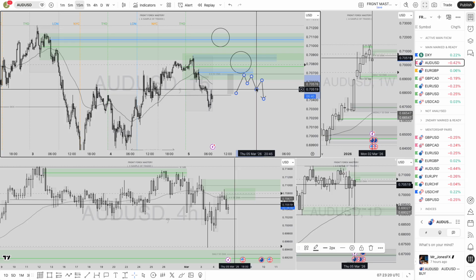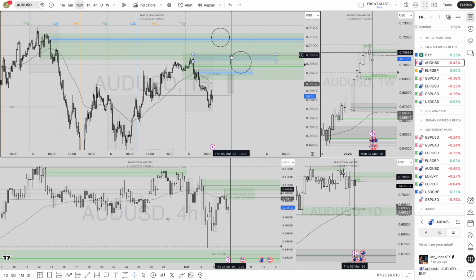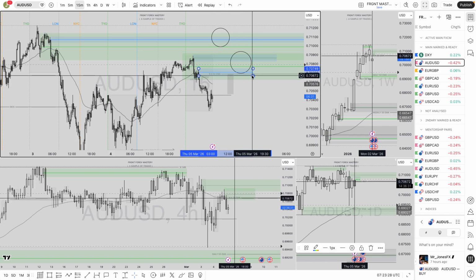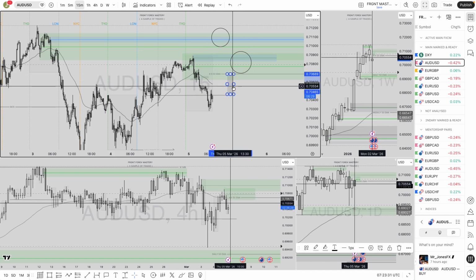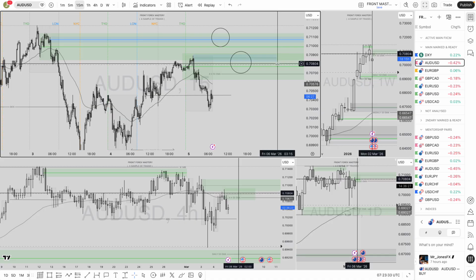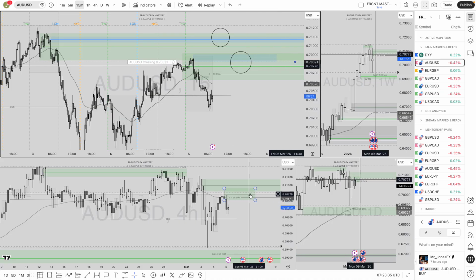So I'll wait for my full degree of entry criteria when I'm taking a position that is not from the highs within an order block that I like. So I hope that makes sense. So for now, I'm not going to put it on there. I've got an alert set at this order block just there.